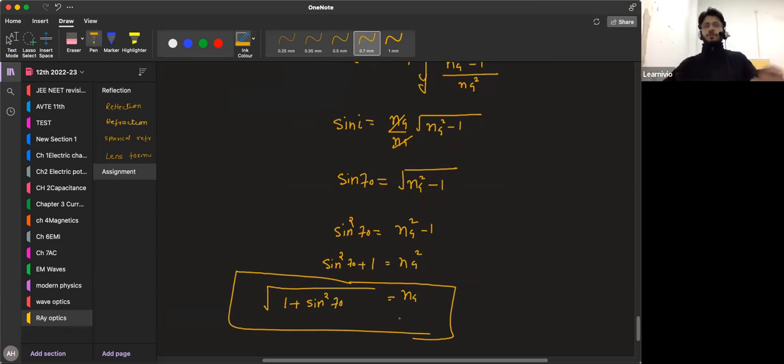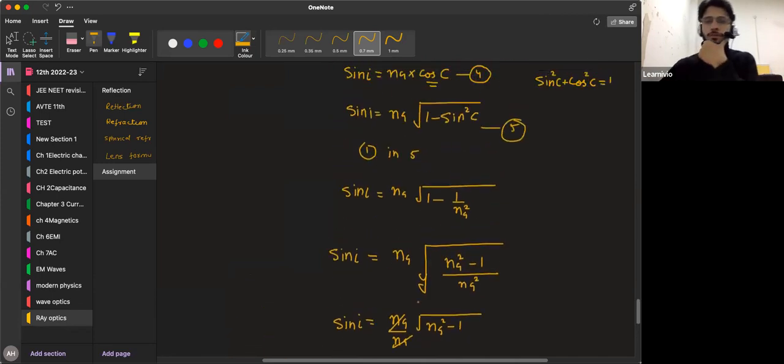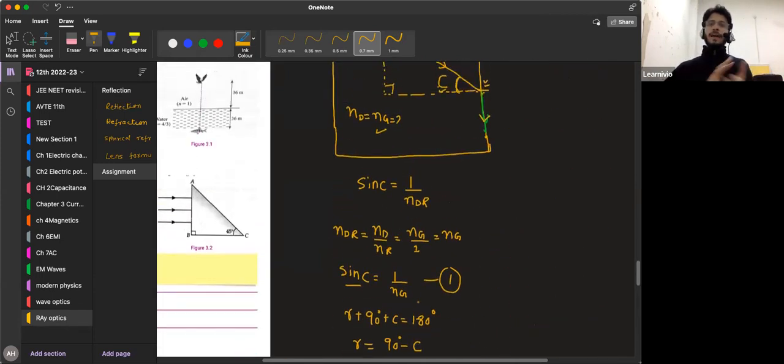This is the type of questions that one can get on TIR. It's not difficult, just lengthy, it's a lengthy calculation. So in TIR, you don't get formula-based questions. You get questions in which you have one TIR and one refraction.